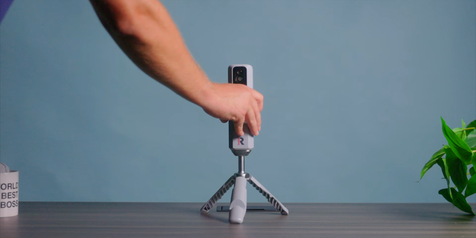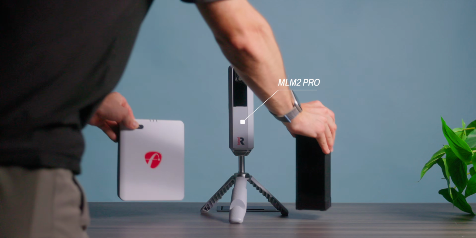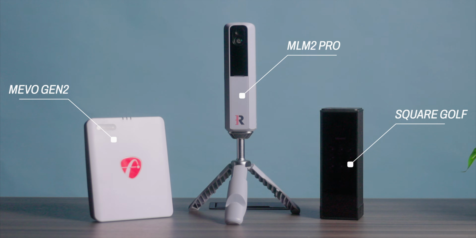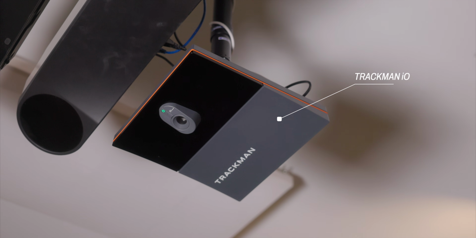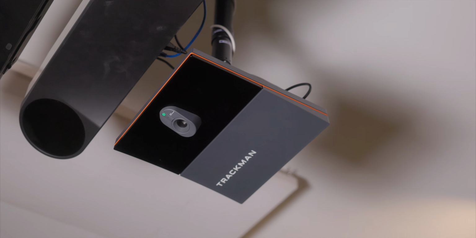All right, it is time for another data comparison test. We're looking at 3 launch monitors today: the Rapsodo MLM2PRO, the Square Golf launch monitor, and the all-new FlightScope Mevo Gen2. We're going to put those up against the Trackman IO overhead launch monitor and looking at a few things today. First off, the balls used.